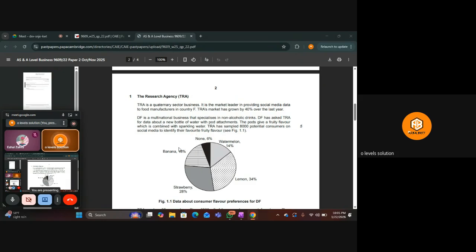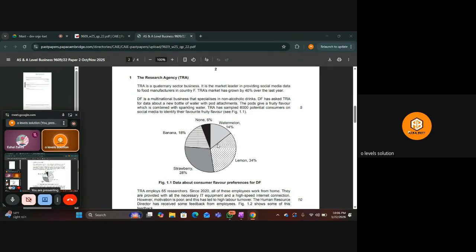Okay, and this data they have collected. Since TRA has grown so much in the market, with a market growth rate of 40% in the last year, most likely they collect reliable data. DF has asked them to help develop a new bottle with fruity flavor, and then they have collected the data. So this data is basically this pie chart they have combined.